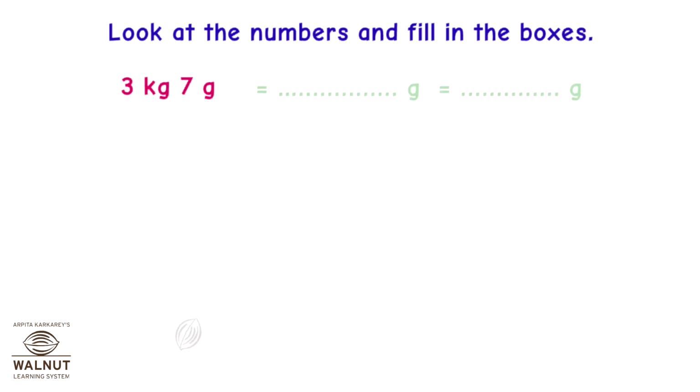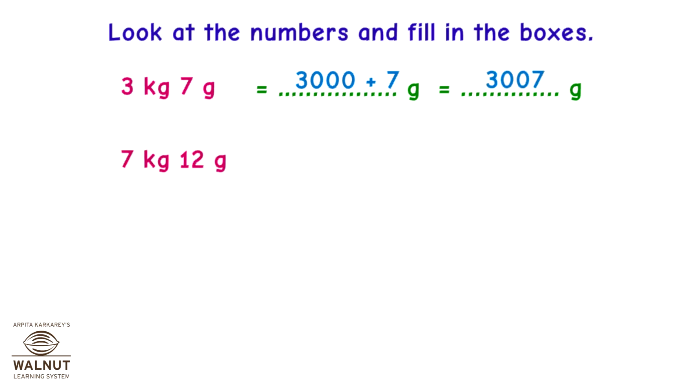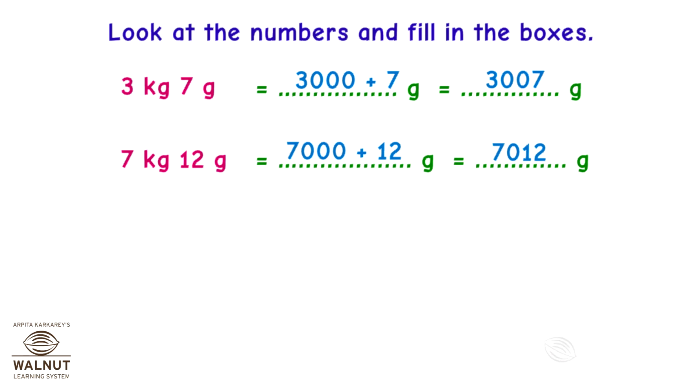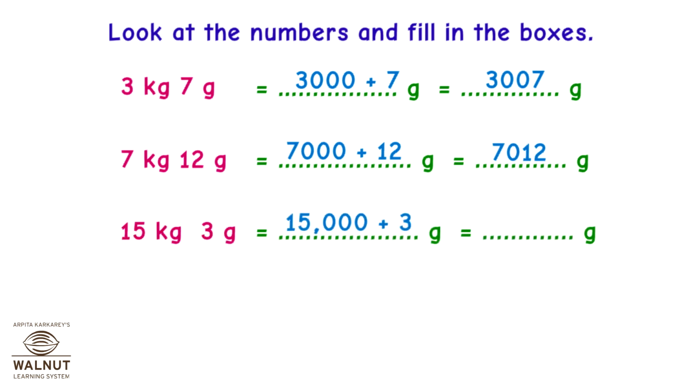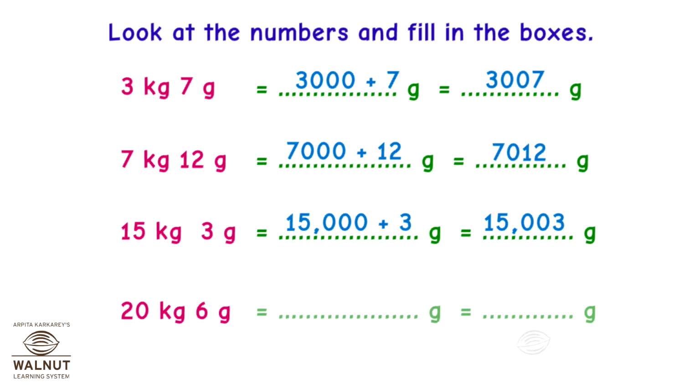3 kg and 7 g is equal to 3,000 plus 7 g, which is equal to 3,007 g. 7 kg and 12 g is equal to 7,000 plus 12 g, which is equal to 7,012 g. 15 kg and 3 g is equal to 15,000 plus 3 g, which is equal to 15,003 g. 20 kg and 6 g is equal to 20,000 plus 6 g, which is equal to 20,006 g.